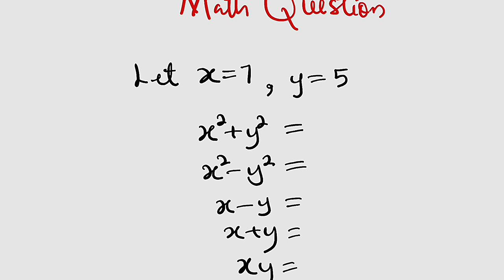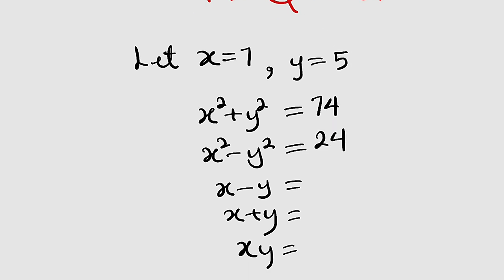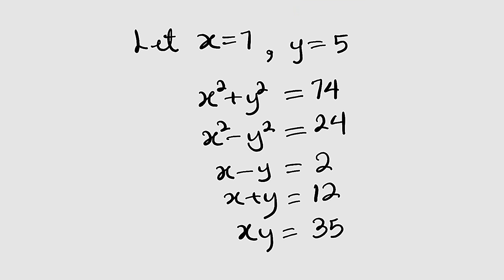X squared plus y squared, meaning 7 squared plus 5 squared. 7 squared is 49, 5 squared is 25. If you add 49 and 25, you have 74. Then x squared minus y squared: 49 minus 25 is 24. Then x minus y: 7 minus 5 is 2. 7 plus 5 is 12. 7 times 5 is 35. So these are some of the details we need.